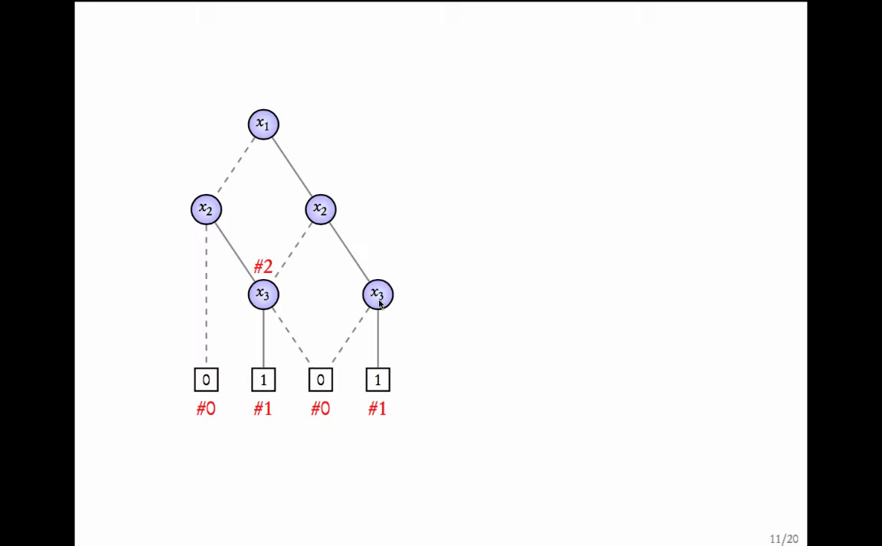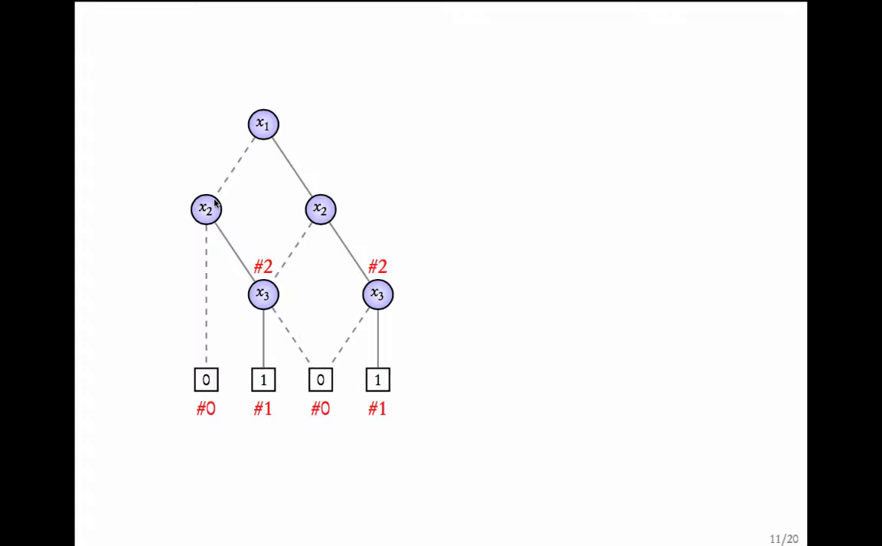Look at the next node. If its 0 child and 1 child have the same ID, then use the same ID here. However, that is not the case. Now look if there exists some other node with the same label such that its 0 child and 1 child have the same IDs as this one. Look at this node's 0 child, it has ID 0. Look at the other node's 0 child, it has ID 0. This node's 1 child has ID 1, and the other node's 1 child has ID 1. So you use the same ID for this as well.